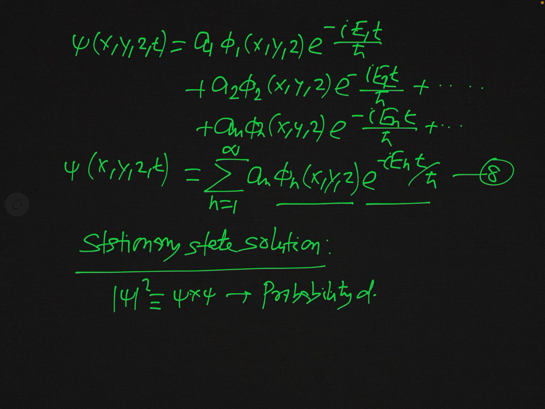Probability density. In fact, when this probability density is independent of time, then the state of the system is said to be a stationary state. So you have already studied this while we were discussing the probability density in earlier lectures.